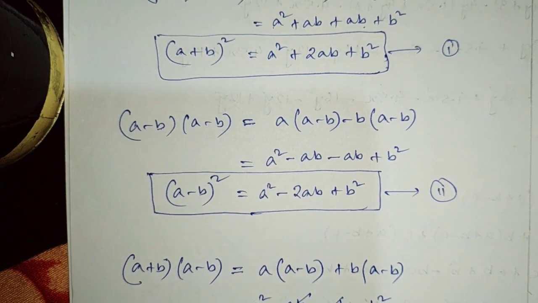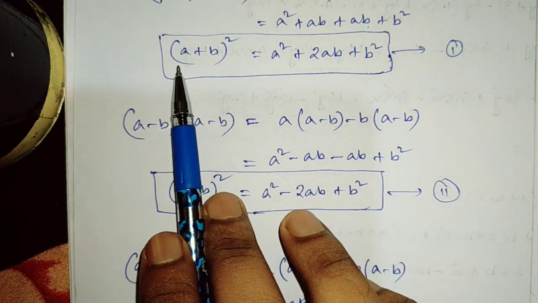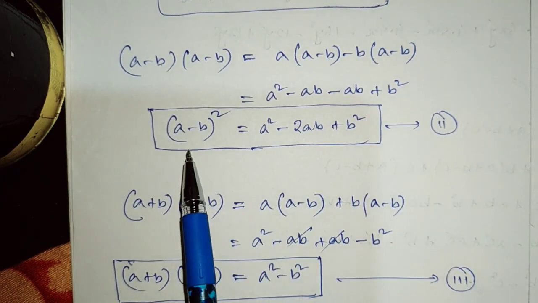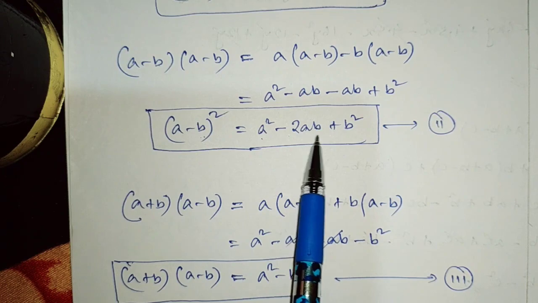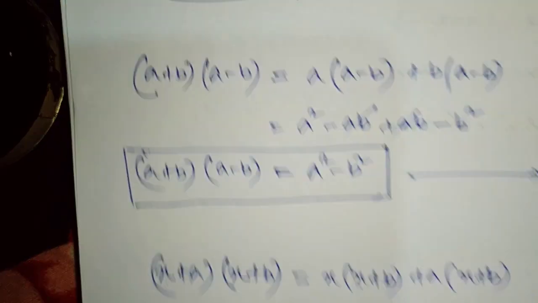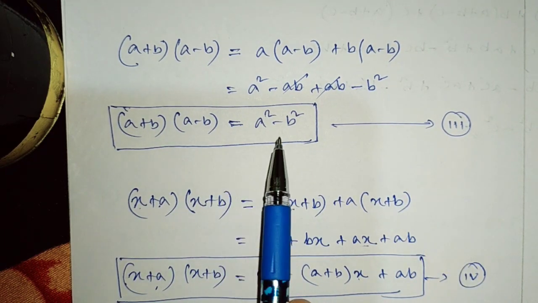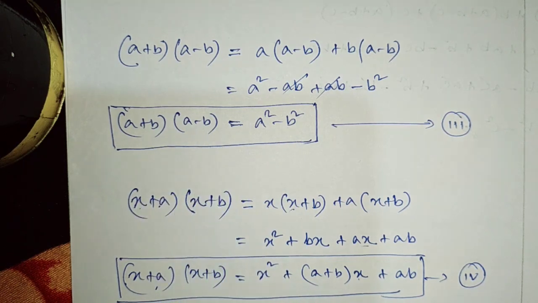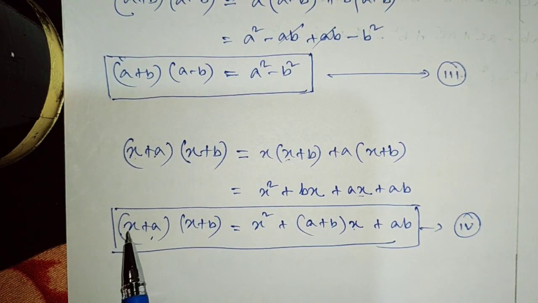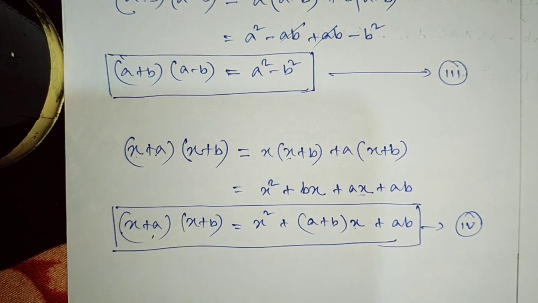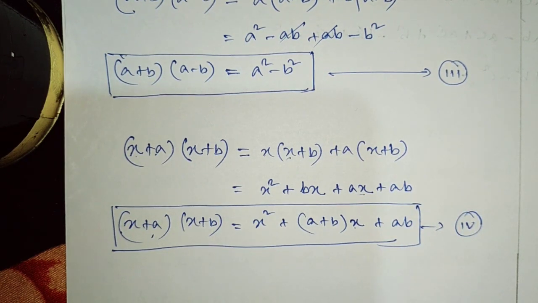The important thing is that you just remember these identities. Identity 1, that is a plus b whole square is equal to a square plus 2ab plus b square. Identity 2, that is a minus b whole square is a square minus 2ab plus b square. Identity 3, a plus b into a minus b is a square minus b square, or you can do the reverse also, a square minus b square is equal to a plus b into a minus b. And the fourth one is x plus a into x plus b will be x square plus a plus b into x plus ab. These four identities you just keep in mind, which are essential to solve many questions in our upcoming exercise.